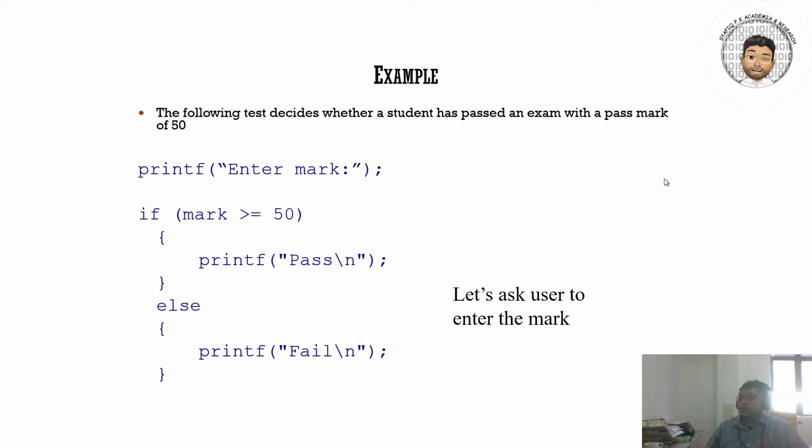Okay. So let's ask the user to enter a mark. If you want the user to enter a mark, you have to tell the user to enter mark, and then you include a scanf, which is the percent d. And then here, the mark is the variable that will be inside the condition.